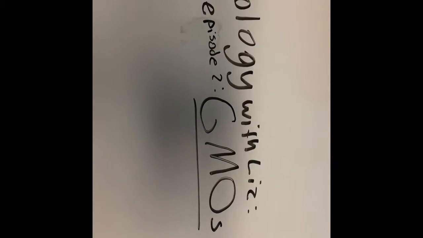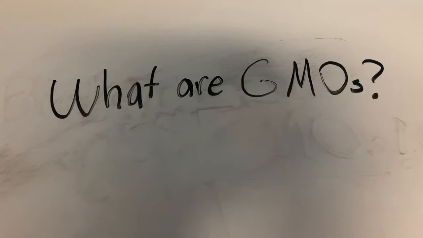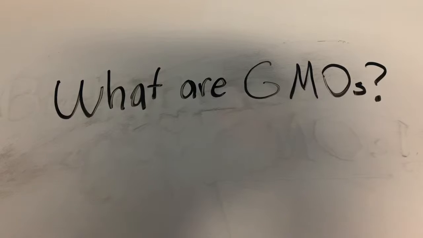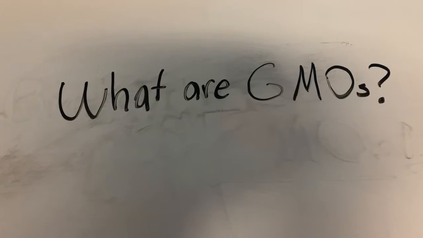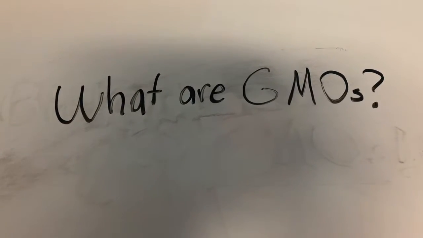In today's episode, we're going to talk a little bit about GMOs and some of the history of GMOs. So before we start, we've got to ask ourselves, what exactly are GMOs? GMO stands for genetically modified organisms. Animals, fruits, and vegetables can be GMOs. So what does this exactly mean?